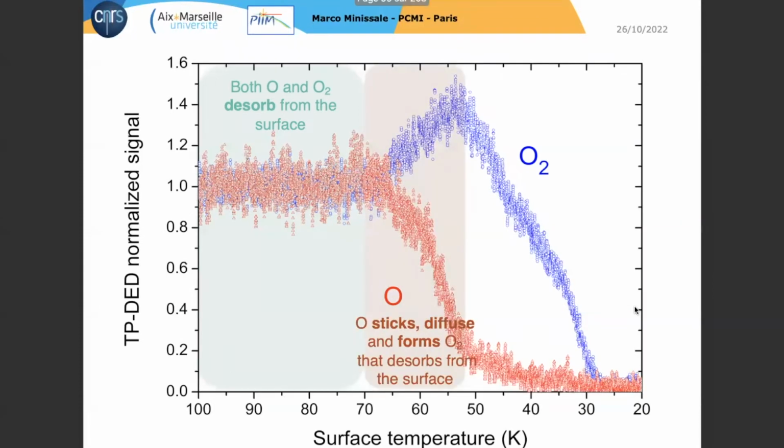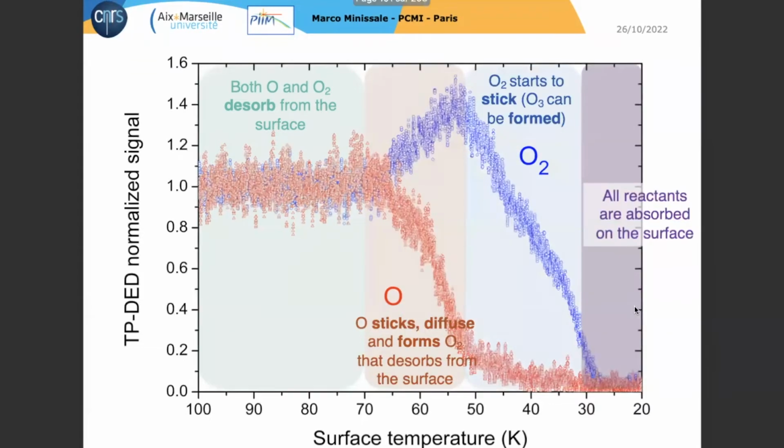Then we have a second part where we see the signal of oxygen that decreases and the O2 that increases, and so we can say that oxygen starts to stick on the surface, diffuse, and form O2 that, since the temperature is too high, will desorb, and this is the reason it rises. Then we have a third part where O2 starts to stick, and so O3 can be formed, and so the O2 signal decreases. And finally, we have some flat region where all the reactants are on the surface. So we have an interpretation.